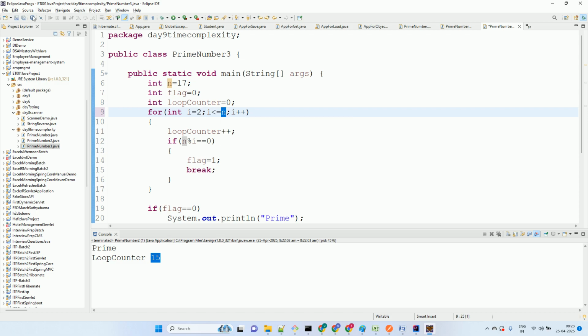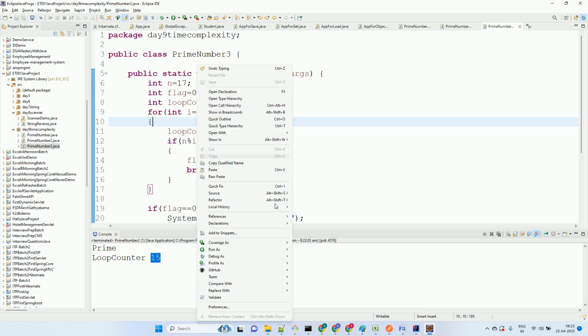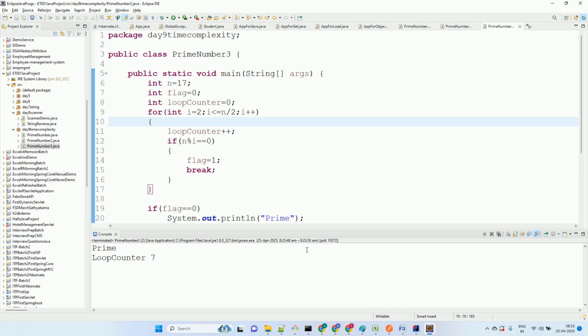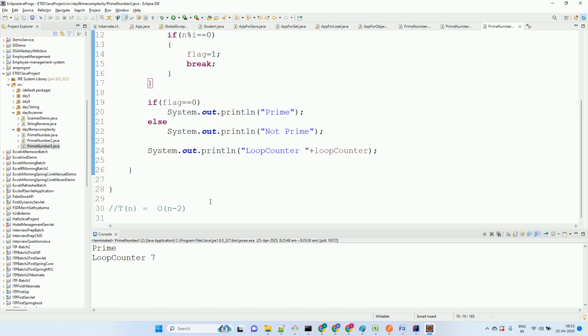So he just puts n by 2 over here. That just goes till the half and checks. If it divides till there, it's good. So now the same 17 which you will check will give you a prime, but it will take only half the iterations. Got it? So this person says my algorithm is n by 2. Is it not faster?